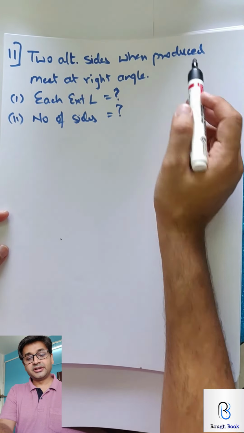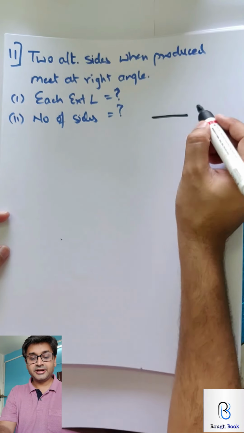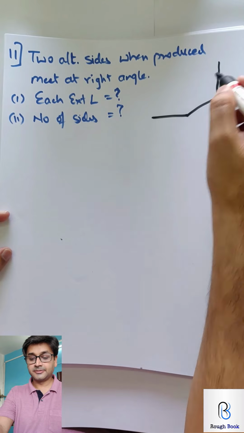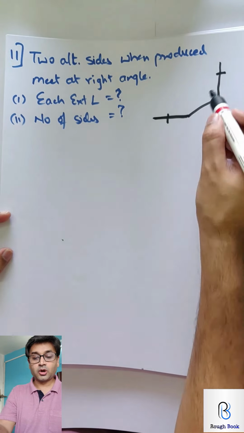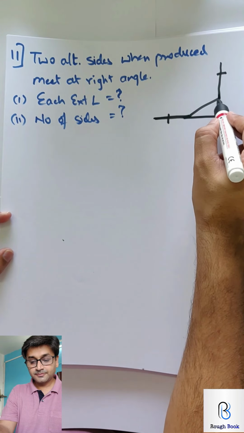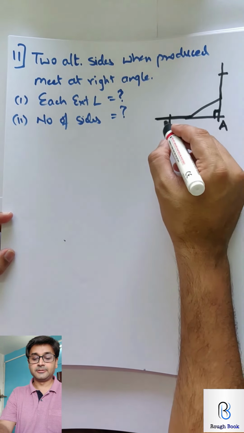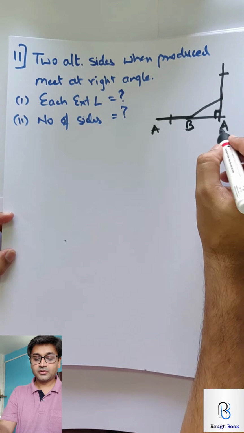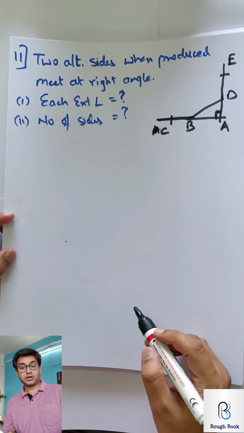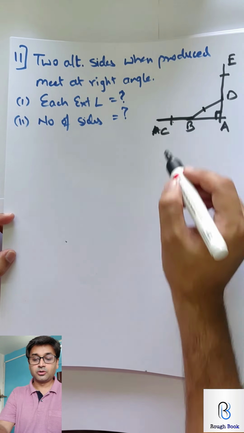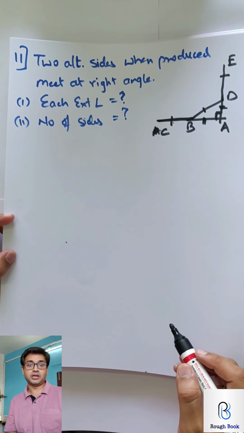Question 11. Two alternate sides when produced meet at a right angle. This first statement is very important. First side, second side, third side. They say two alternate sides. So first side, not this but the next one. These are alternate sides. When produced, meet at a right angle. That means they are meeting at point A, which is a right angle. So I am calling this A, B. Oh, I already called this A. So C, D, E. Alright. Regular polygon again. That means all sides are equal. If these three sides are equal, automatically these two also will be equal.